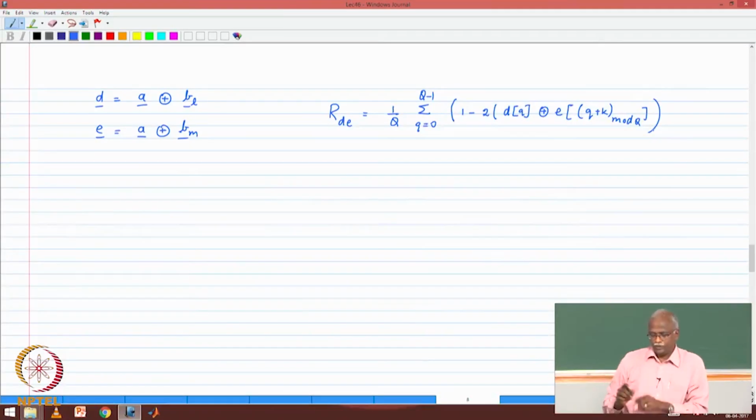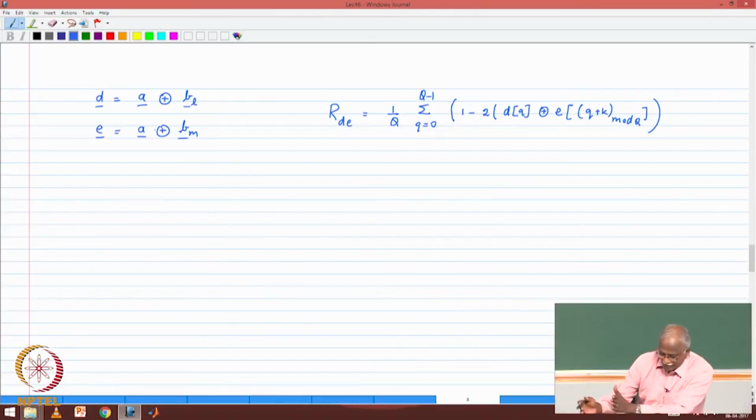Okay? So this is the correlation. I believe we have derived this similar expression yesterday while proving the property. So I will skip the unnecessary steps.